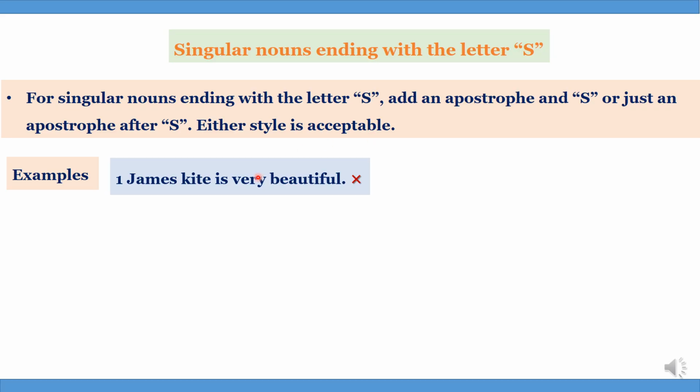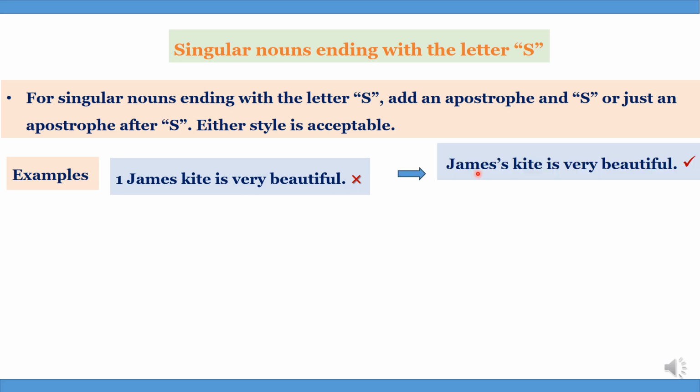Examples: first example is James' kite is very beautiful. See here, James is a singular noun ending with letter S. Okay, and he owns a kite that is very beautiful. But this representation is wrong.